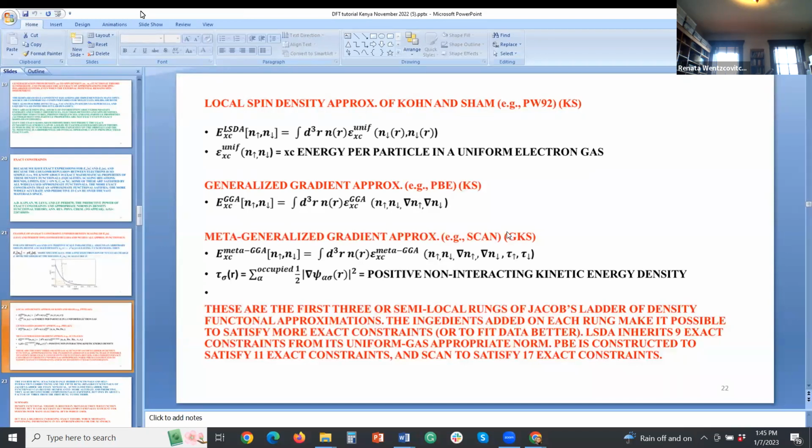The PBE-GGA is constructed to satisfy 11 exact constraints, so it builds in a little more constraint information. And the SCAN functional is designed to satisfy 17 exact constraints. Actually, all of the exact constraints that can be satisfied on the first three rungs of the ladder are satisfied here.